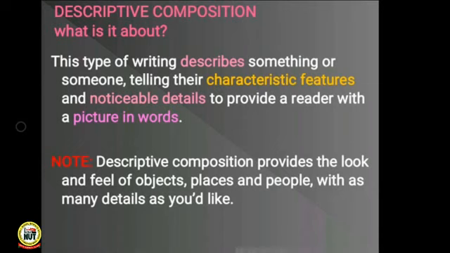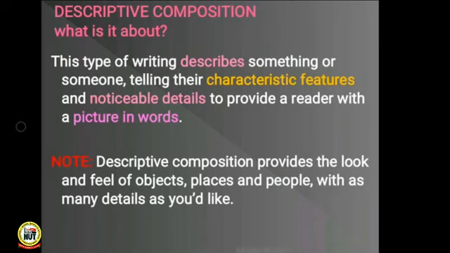Now, when you put all this in mind, it will help you in describing. By so doing, you are giving the reader a picture in words. In essence, in your writing, you are already giving the reader pictures. The reader will be seeing mental pictures of what you are writing in his or her mind. Now, characteristic features are very important.